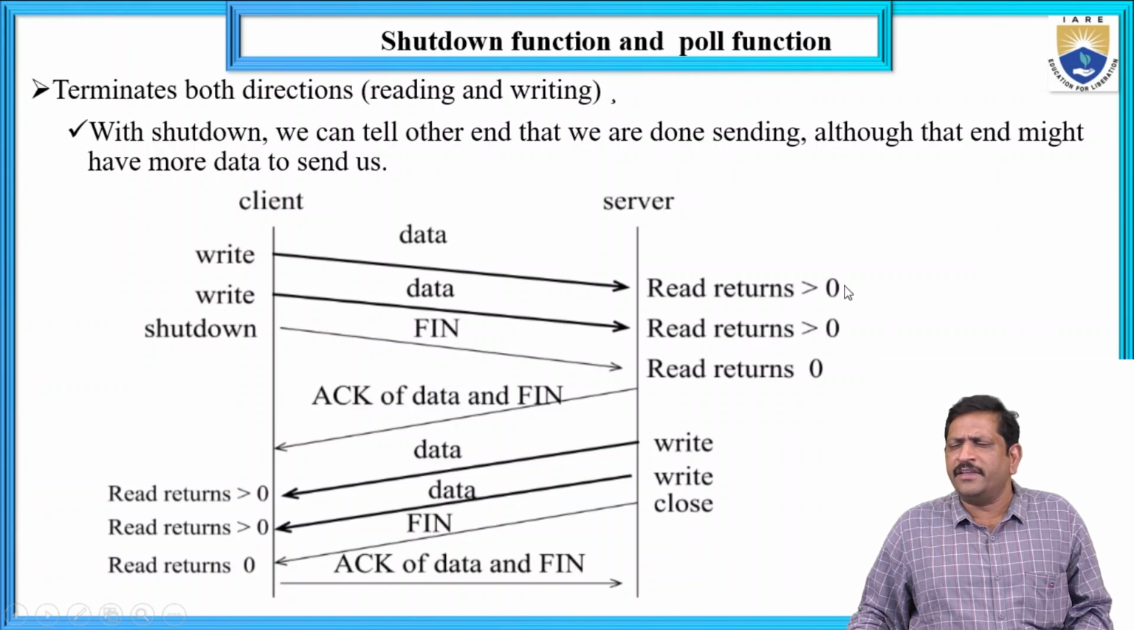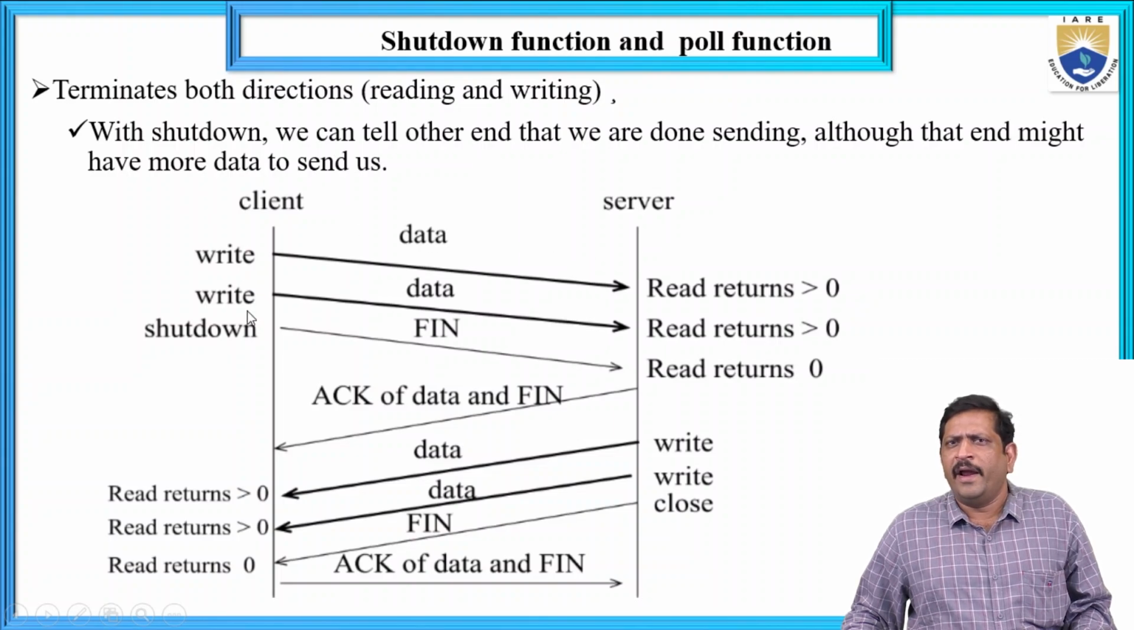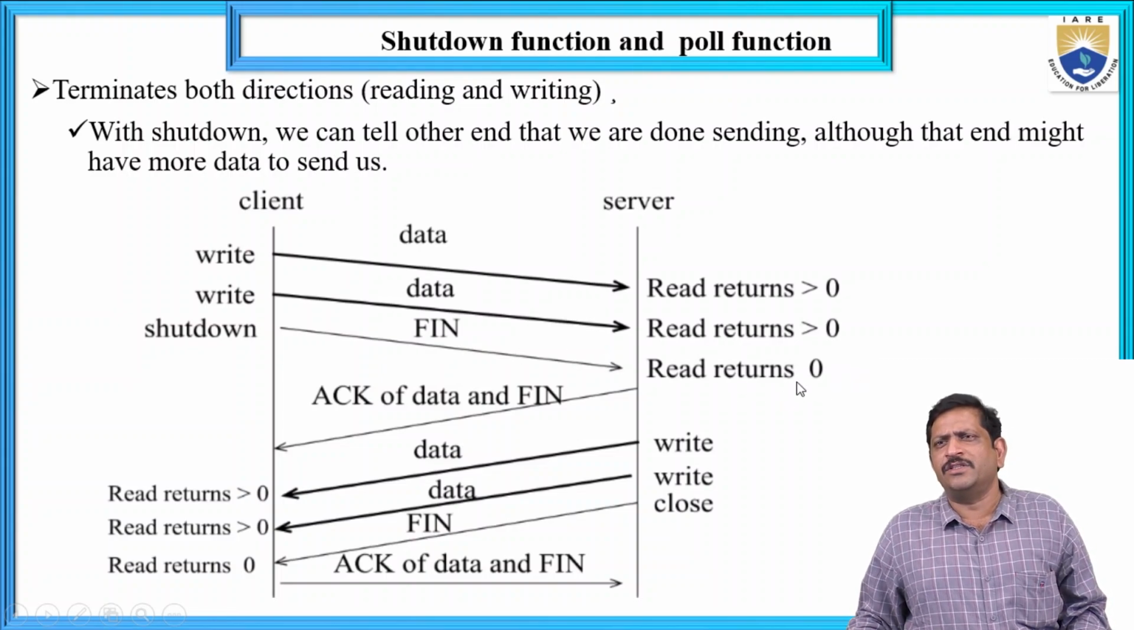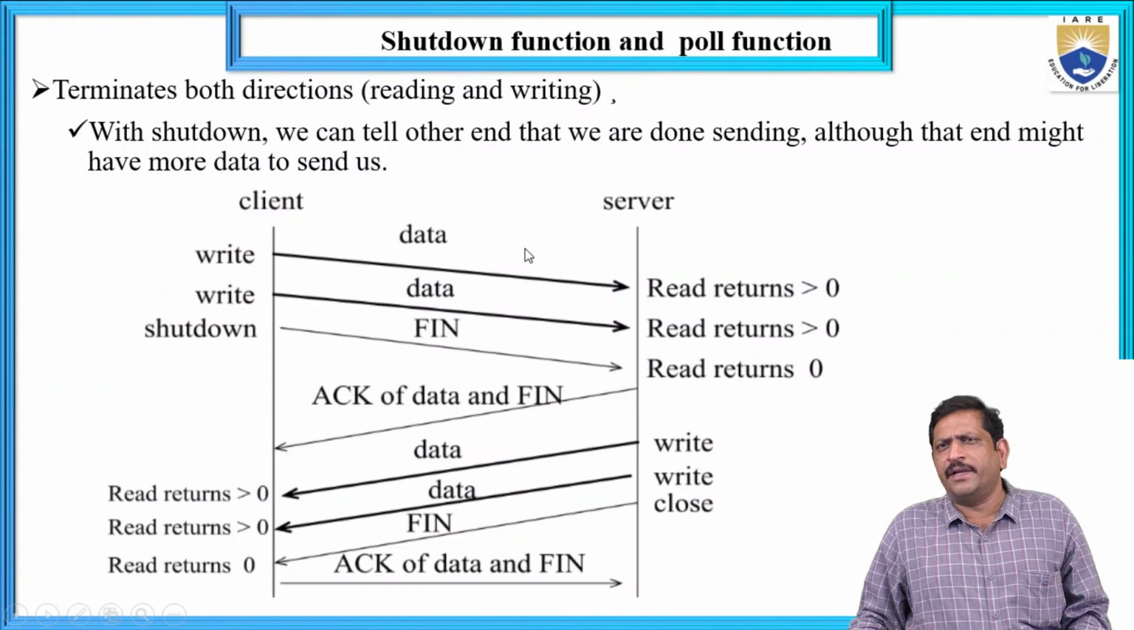Here the return value is greater than 0 while data is being written. Once the shutdown is finished, the read returns 0. A return of 0 means the data transmission is completed between the client and server.